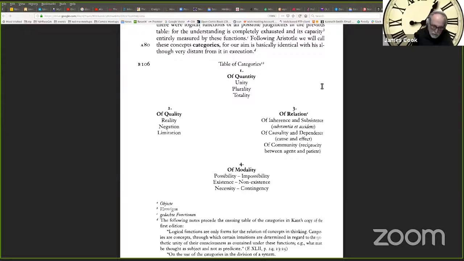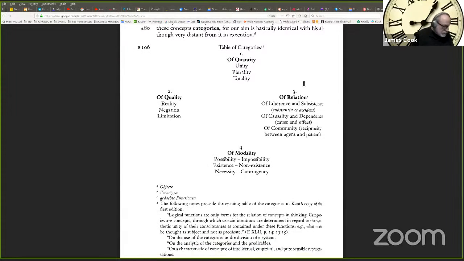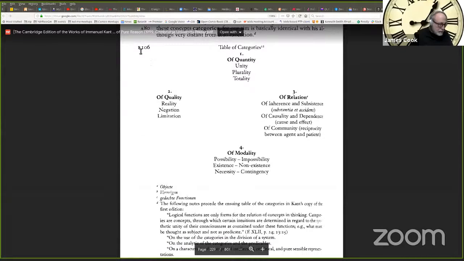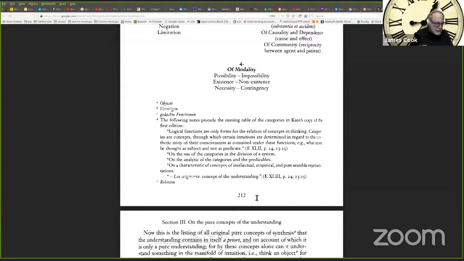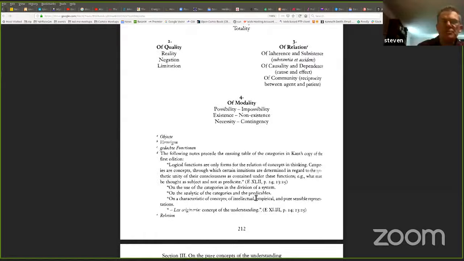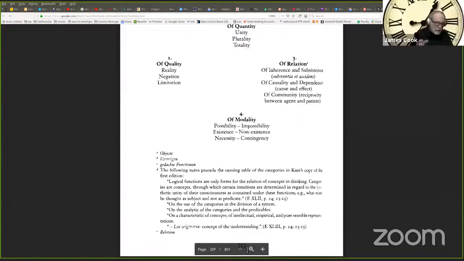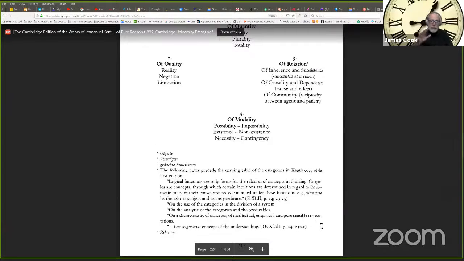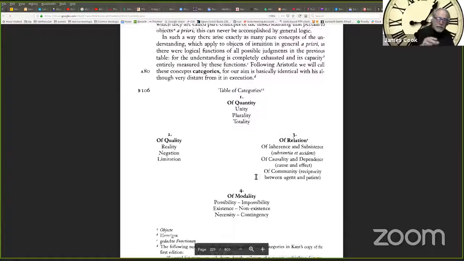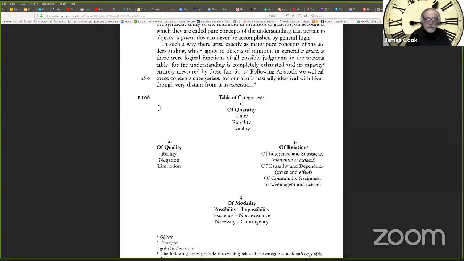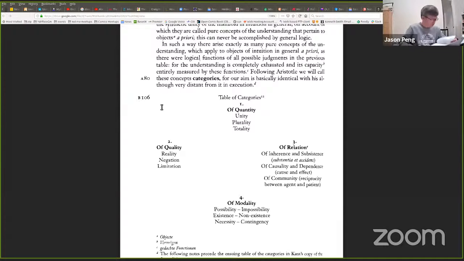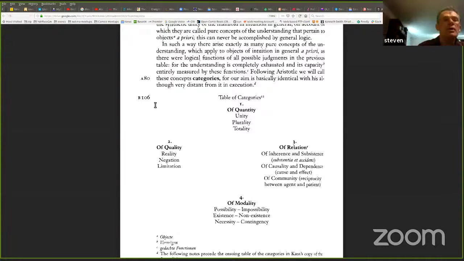What page is this, David? It's B106. Do you have the AB numbers, Stephen? Is this the Cambridge? Either one, but they're both on the same. The AB pages are the same no matter what edition you're reading. So we're talking B106. If you are using Cambridge, that's a 206 and that's 212. Okay, thank you. Oh, sorry.